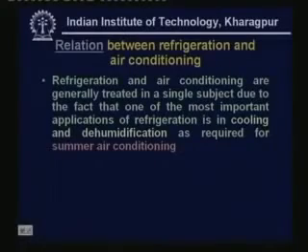Normally, they are clubbed together, refrigeration and air conditioning. What is the relationship between them? We club refrigeration and air conditioning because air conditioning is one of the largest users of refrigeration. Refrigeration is required in summer air conditioning for cooling and dehumidification of air. That is the reason why we normally club these two systems together. Refrigerant systems can also be used for winter air conditioning if you are using the refrigerant system as a heat pump.